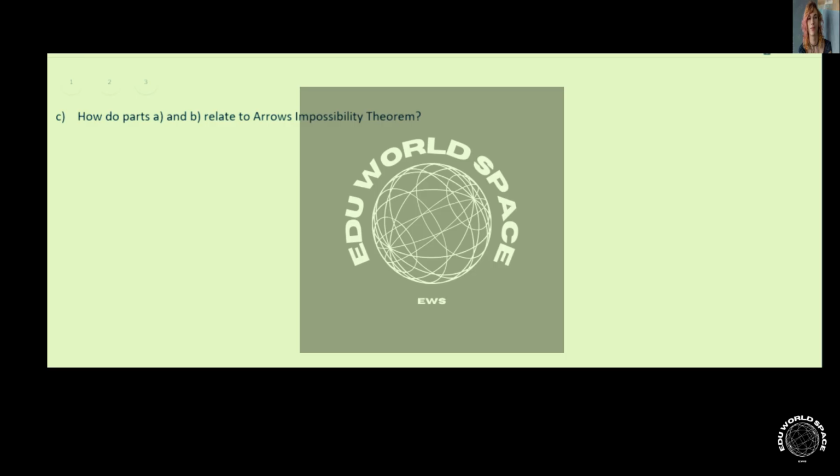impossibility theorem? And so remember that Arrow's impossibility theorem says there's no way to aggregate individual preferences into a valid set of social preferences. And I would argue that our results from part A and B support this because we can see that, well, especially in part A, the restaurant where the most people, that was their top preference, wasn't the restaurant that we ended up going to.